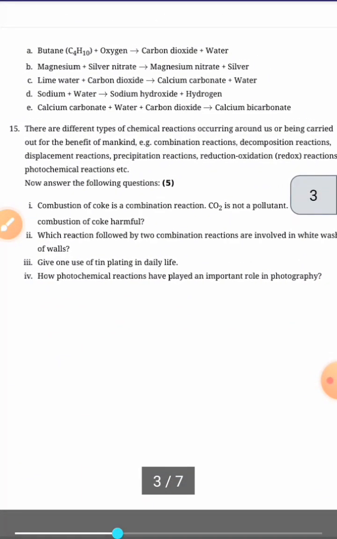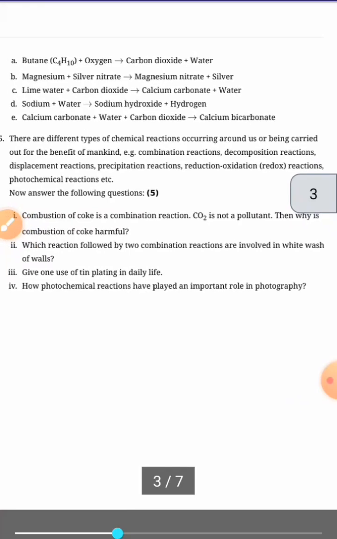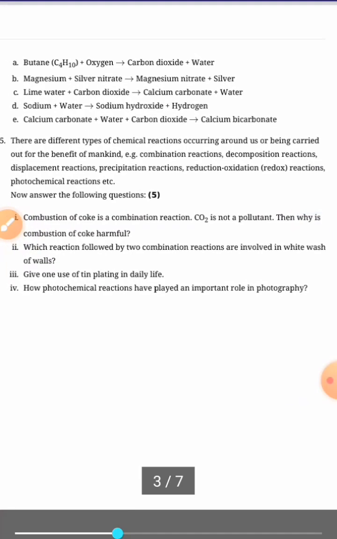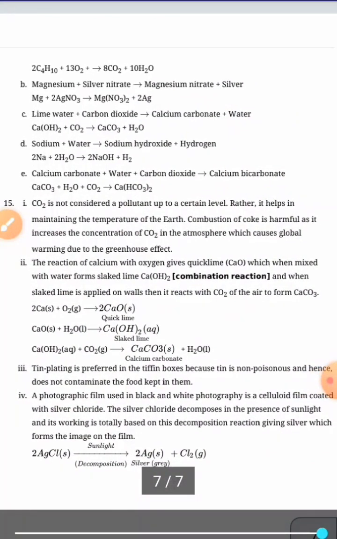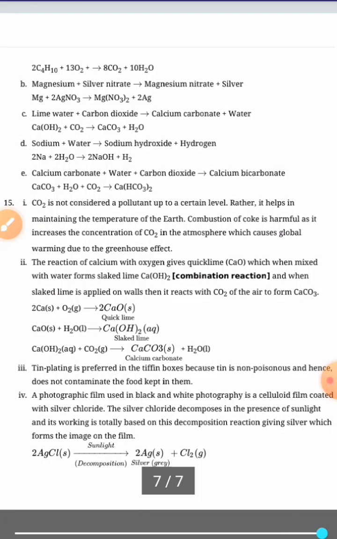Which reaction followed by two combination reactions is involved in whitewash of walls? In the reaction, calcium with oxygen gives quicklime CaO, which when mixed with water forms slaked lime Ca(OH)2, a combination reaction. When the slaked lime is applied on the wall, it reacts with the CO2 of the air to form CaCO3.